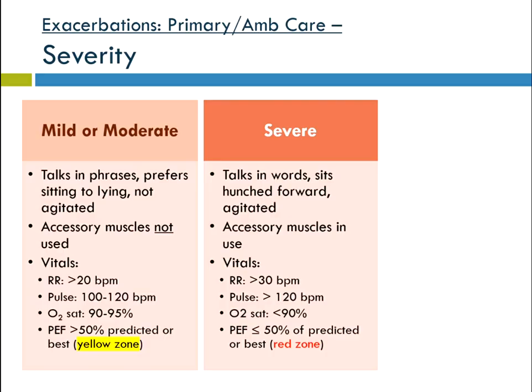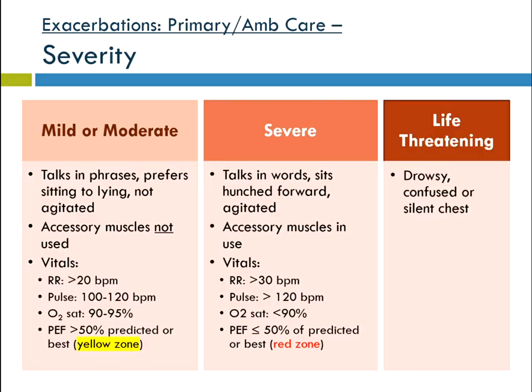Okay? Their vitals at this point, their respiratory rate is greater than 30. The normal respiratory rate is 12 to 15-ish. So once you get greater than 20, you're already in mild or moderate. Greater than 30 is severe. That means they're breathing very fast. A pulse of greater than 120, O2 sats that are less than 90%, and a PEF that puts them in the red zone. Okay? Life-threatening, they're also drowsy, confused, or have a silent chest.